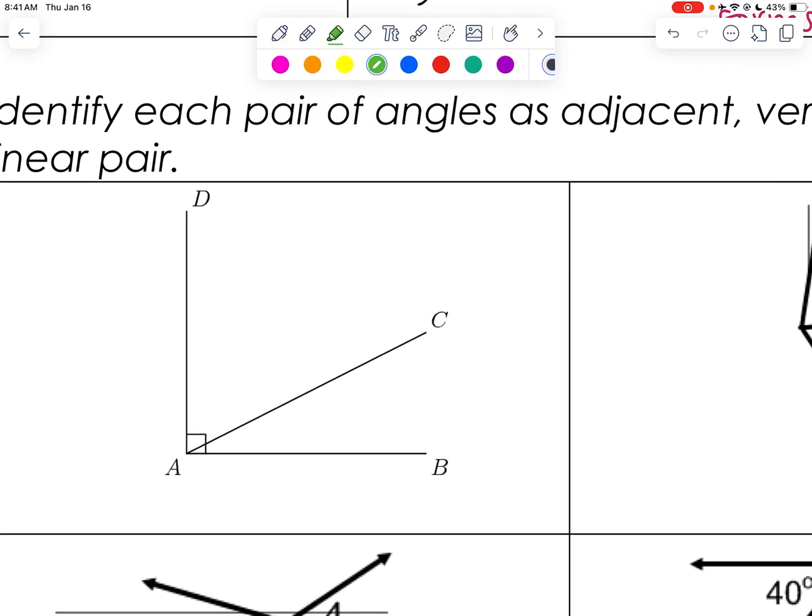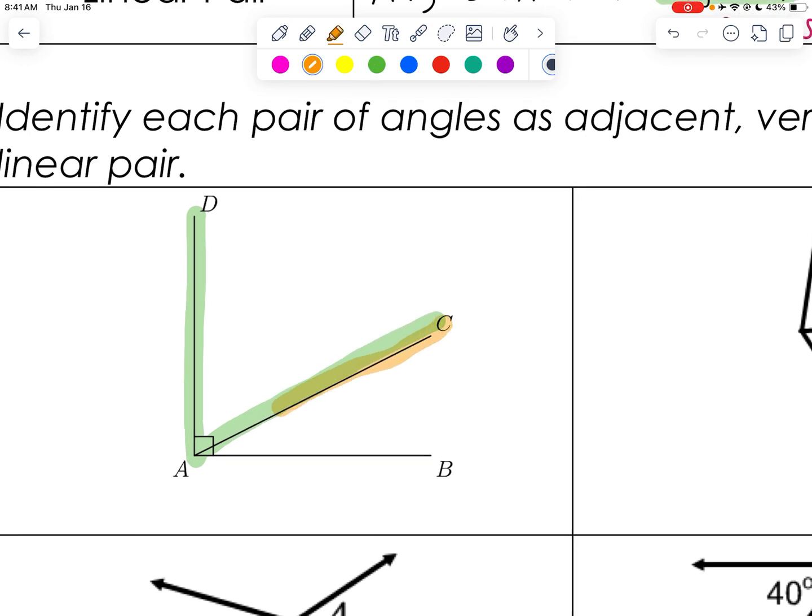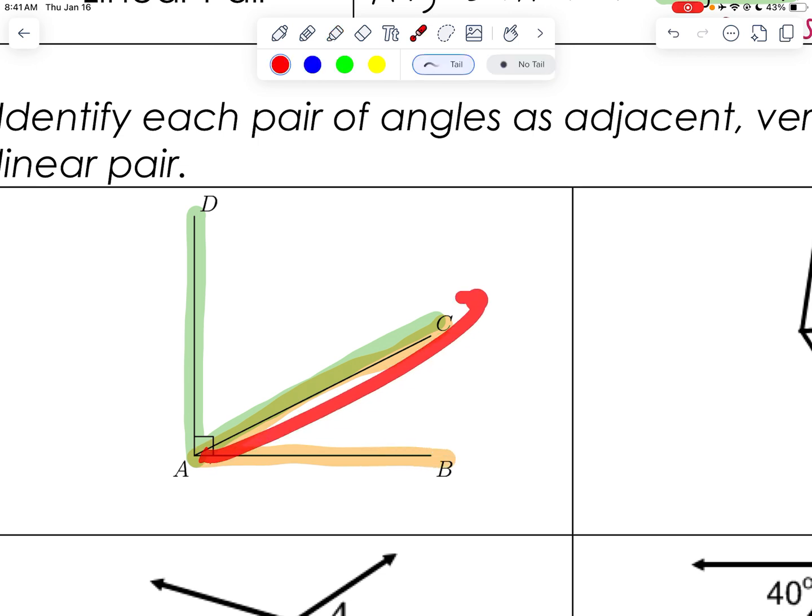So on this first one, I'm talking about this angle right here, angle DAC, and then this other angle right here, angle CAB. Now, they do share a side, so they are adjacent. So if you put that, awesome.